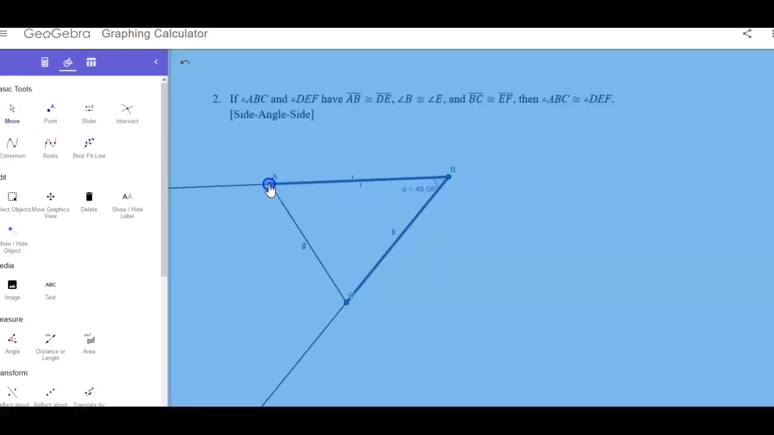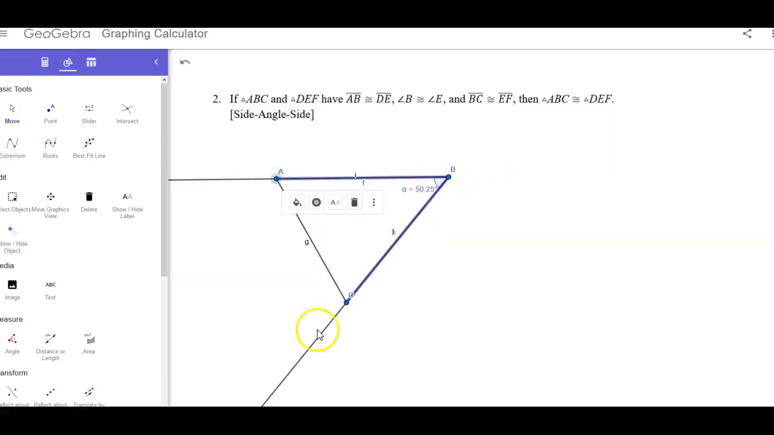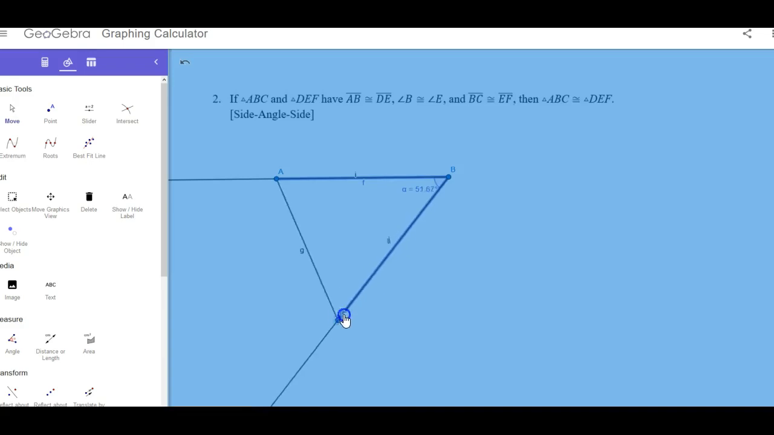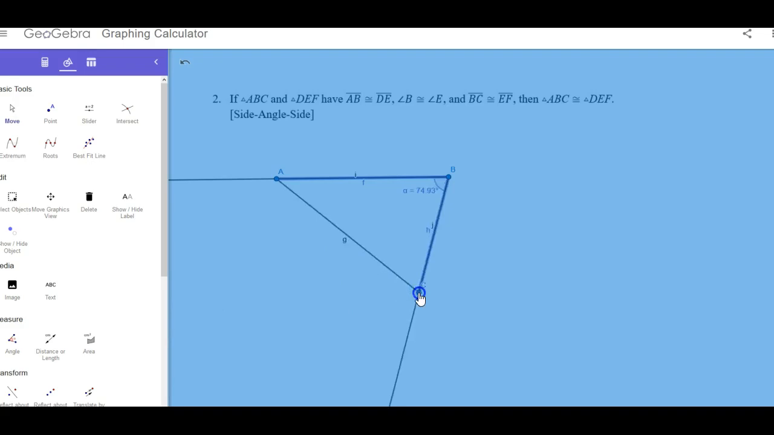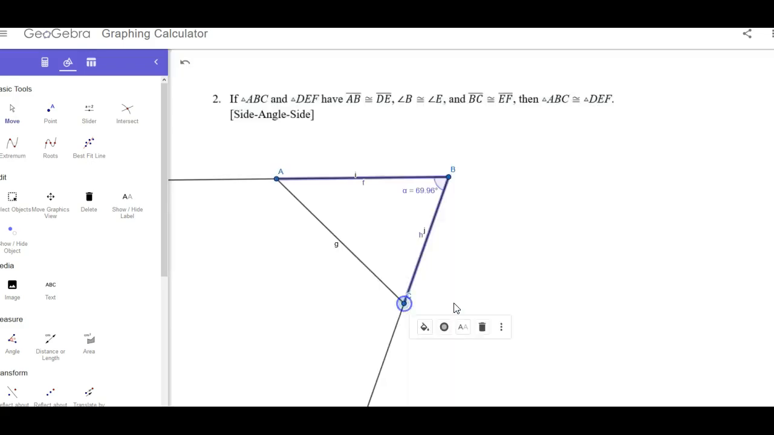If I move A, I'm going to change the length from A to B. And if I move C, I change the length from B to C, and that has to stay the same. And of course I can't move them this way because that's going to change the angle. So if I set the things that are in purple, there's only going to be one triangle that meets those conditions.